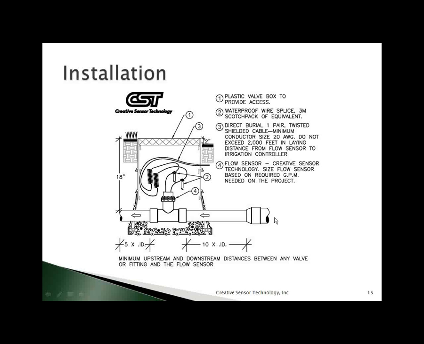So if we're doing something like this, we don't want to see the flow sensor and the master valve in the same valve box bolted basically together in the shortest possible distance. Please specify that you put these in their own access box, and they are at least 10 diameters away from anything upstream and 5 diameters downstream.